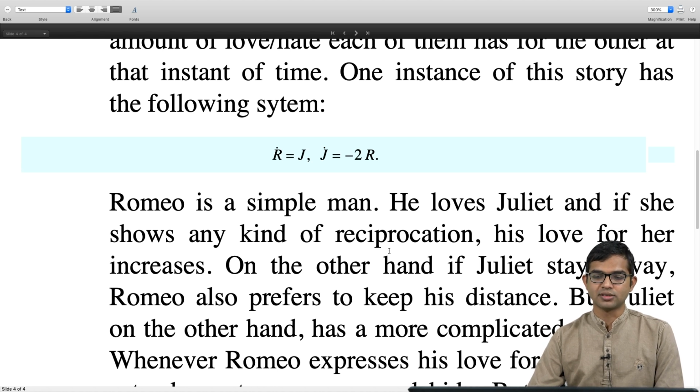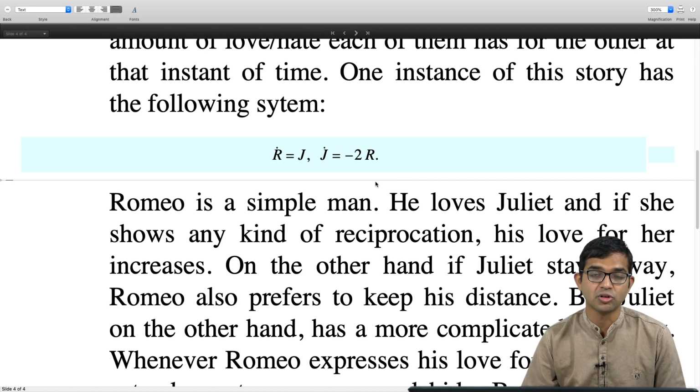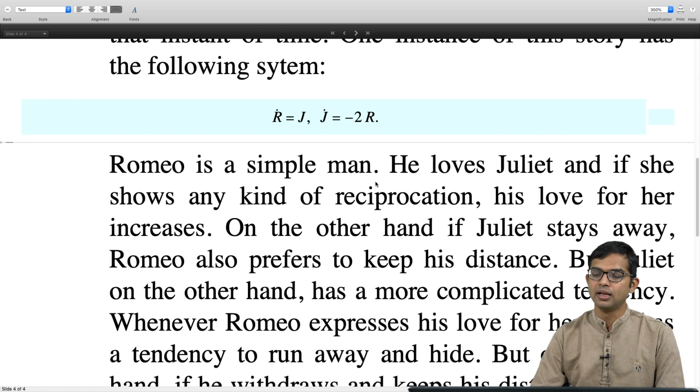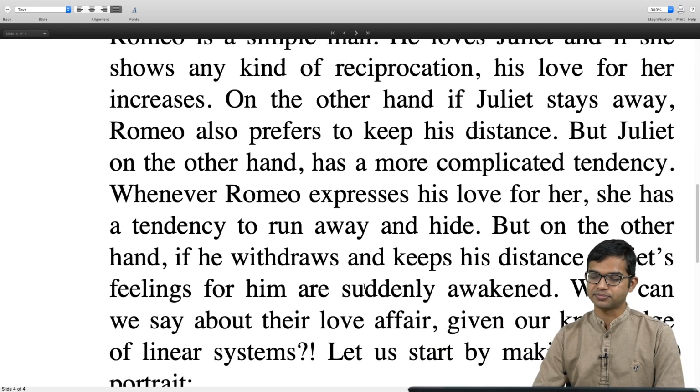And so you can ask what happens to this set of differential equations, and what is the fate of their relationship based on our analysis of linear systems. Clearly this is a linear system because you have R dot equal to J and J dot equal to minus 2R in our very simple model. You can of course have a real life scenario that might be even more complicated. It does not have to be exactly J and minus 2R. It could be something more complicated, but let's say we stick to this model because we are familiar with linear systems, and then see what happens in this case.